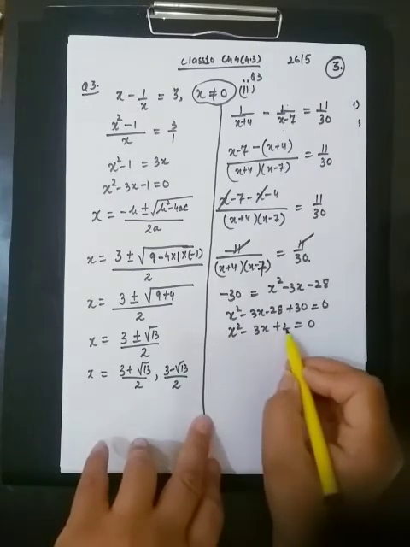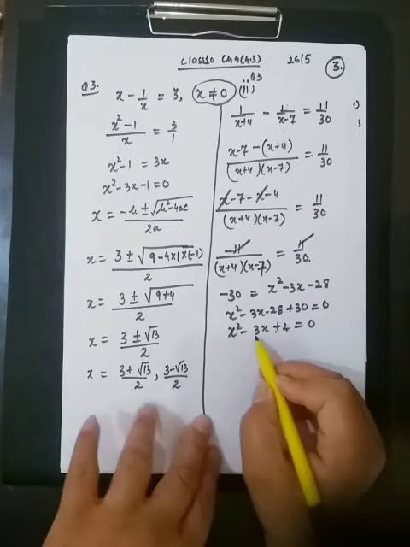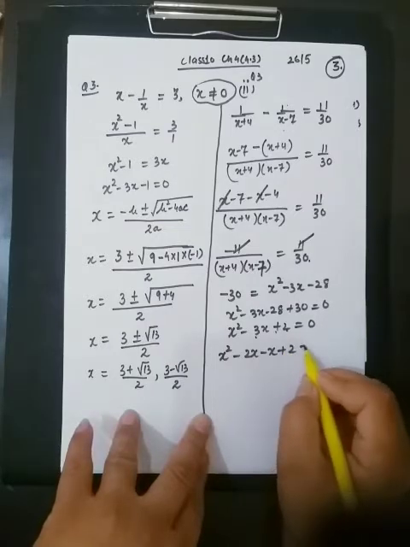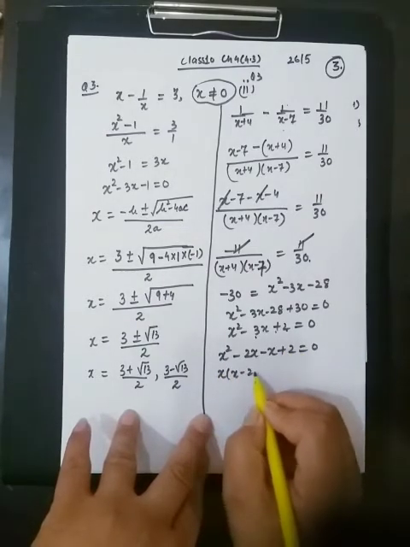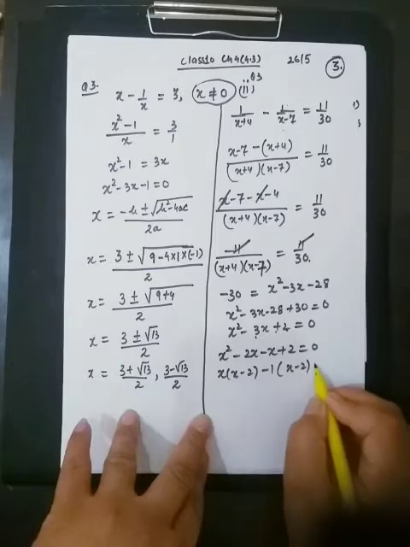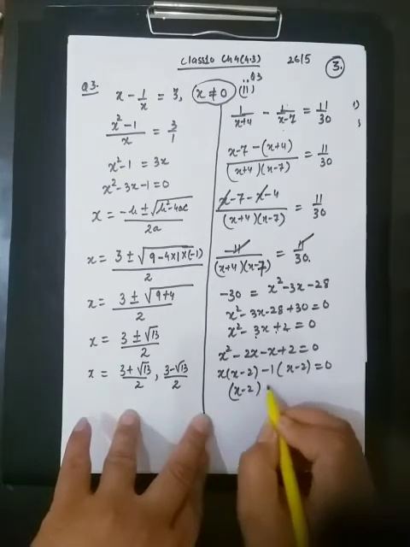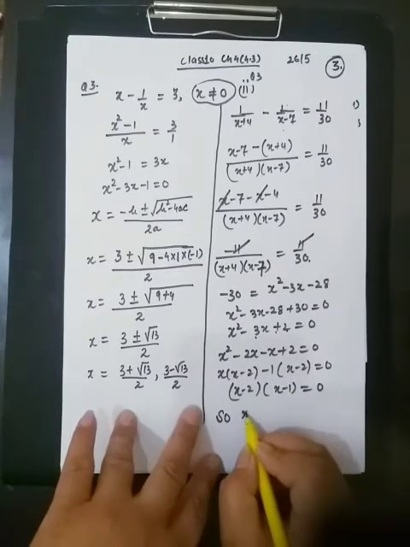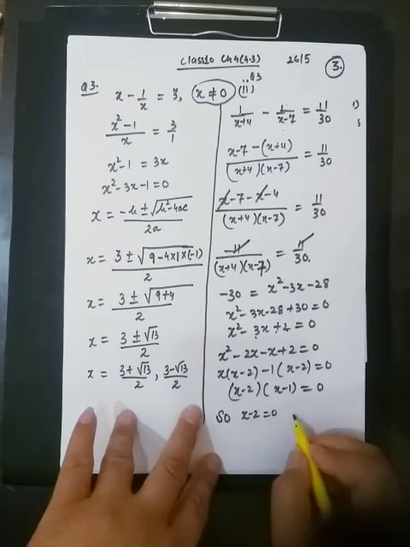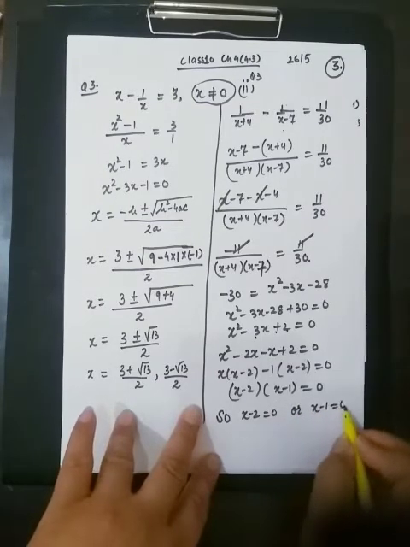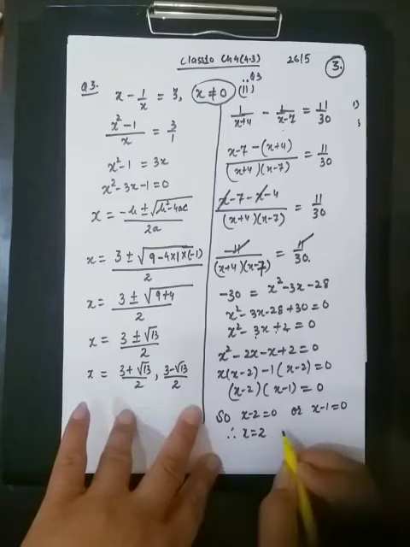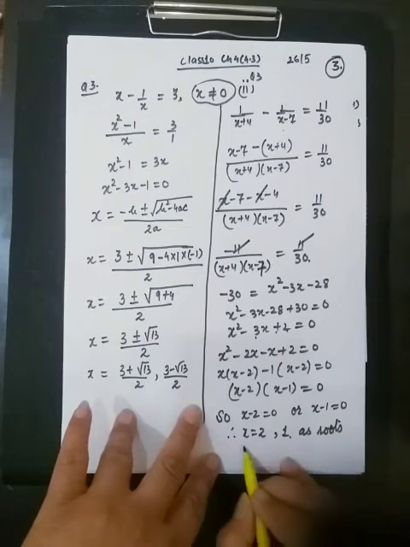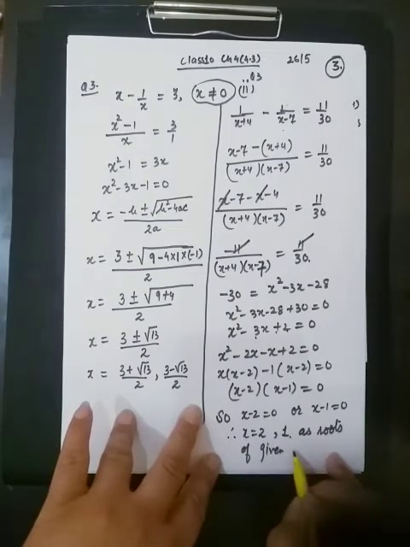On multiplication I must have 2 and on addition we must have 3. So we can write x square minus 2x minus x plus 2 is equal to 0. X common, x minus 2, minus 1 common, x minus 2 is equal to 0 and we get x minus 2 into x minus 1 is equal to 0. So x minus 2 is equal to 0 or x minus 1 is equal to 0. We get x is equal to 2 and 1 as roots of the given equation.